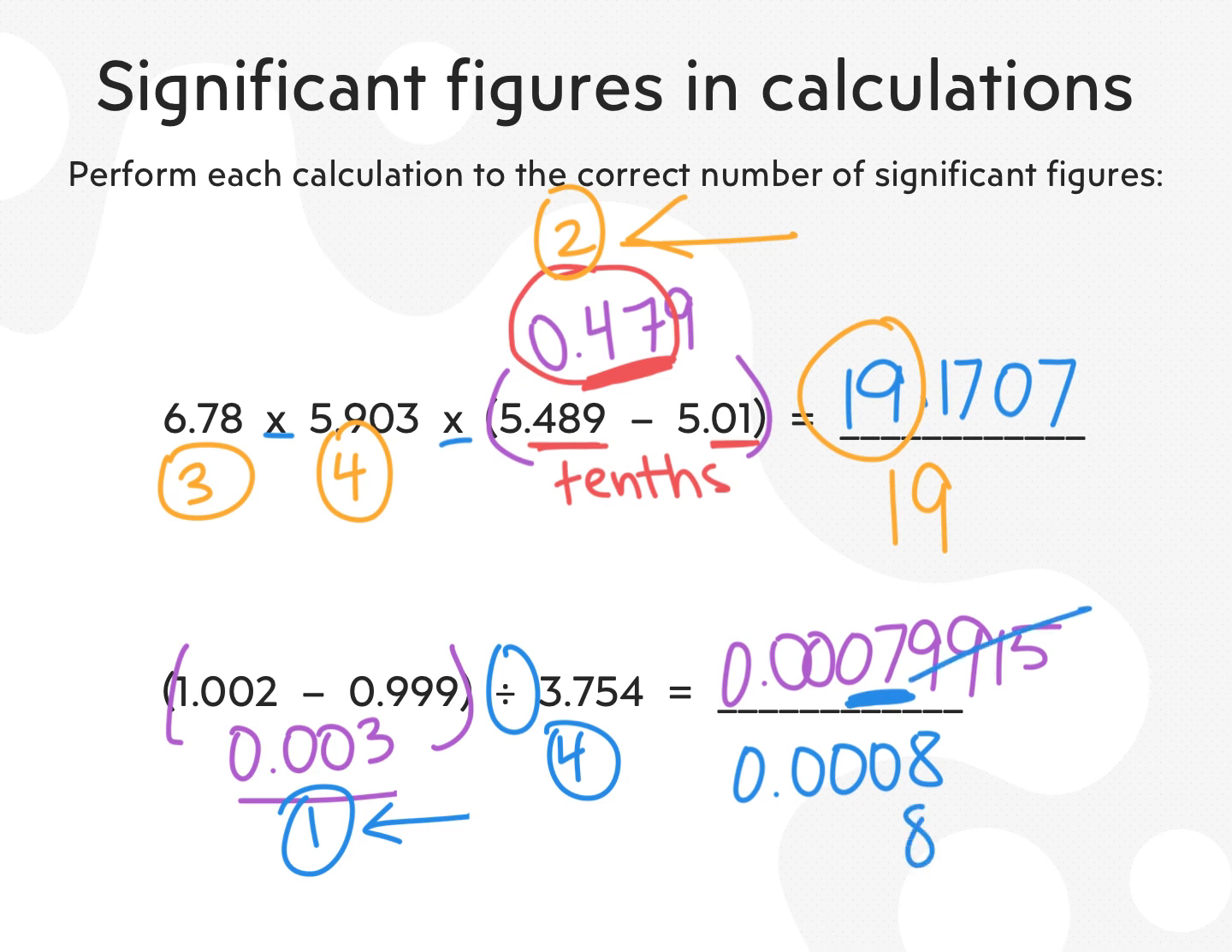You could also write this as 8 times 10 to the negative 4. You cannot write 8.0 times 10 to the negative 4. That gives it 2 significant figures. And we don't want 2 significant figures, we want only 1.